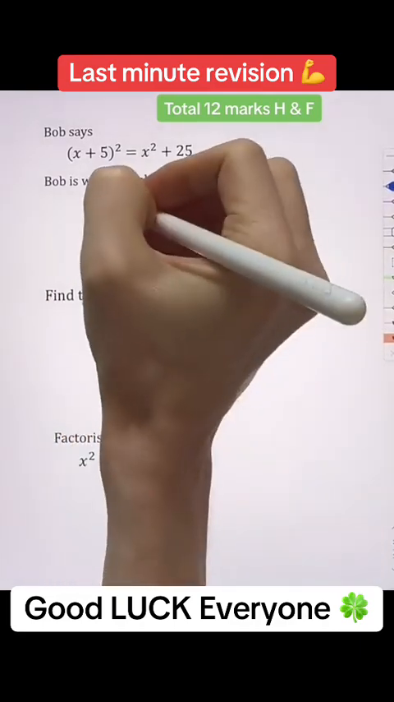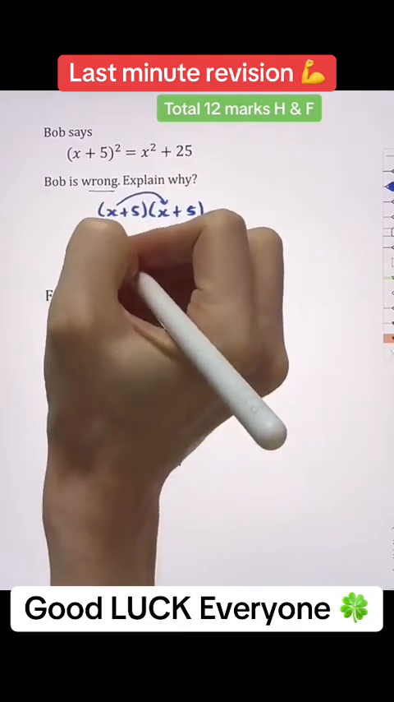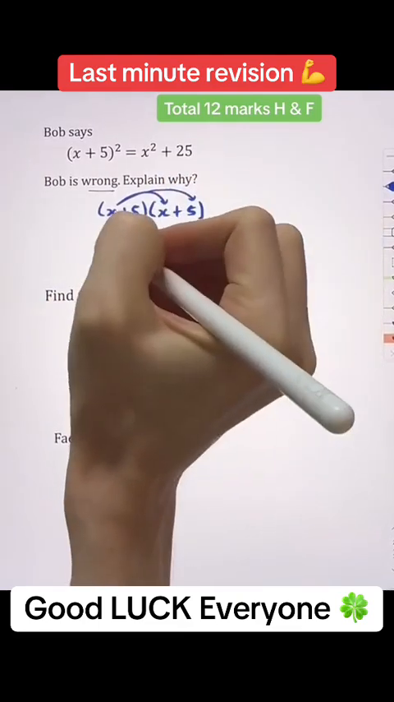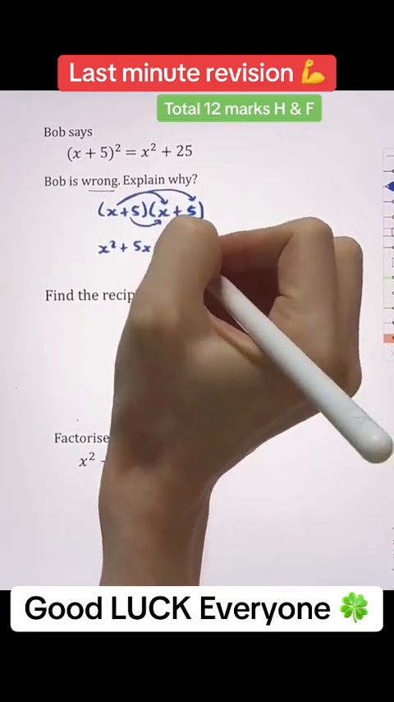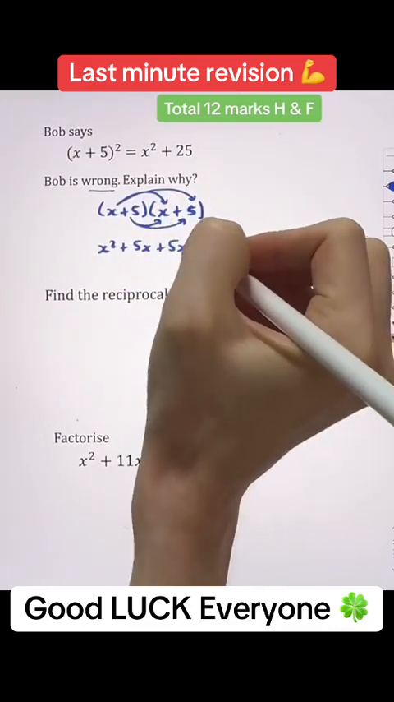When expanding the brackets, we know x times x will give us x squared. x times +5 will give us plus 5x. 5 times x will give us plus 5x. And 5 times 5 will give us 25.